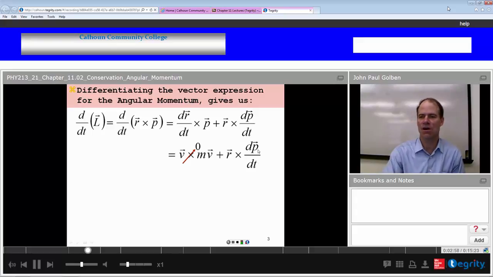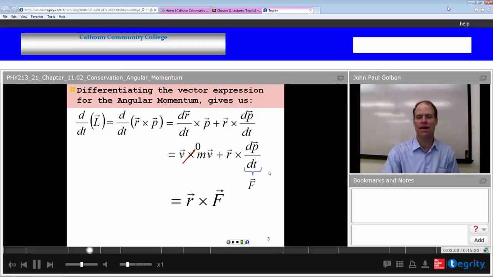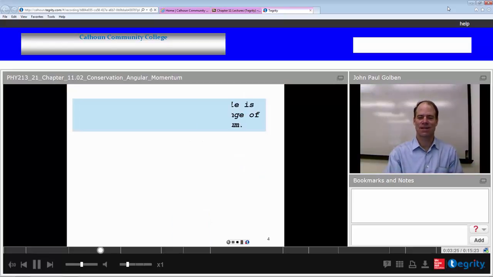Second term is r crossed with the change in momentum per time, and that is r crossed with the force. And we know from our first definition of a cross product that the radial vector crossed with the force at that point is called the torque. So the derivative of the angular momentum vector is equal to the torque vector. How about that?